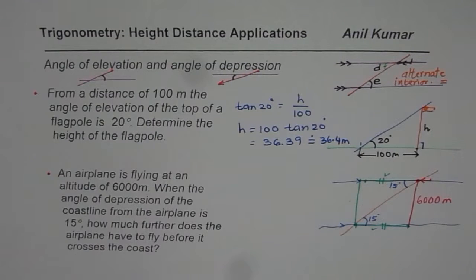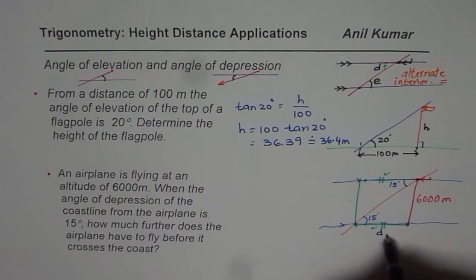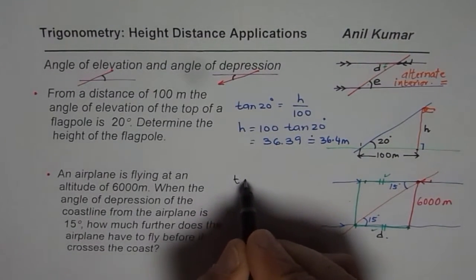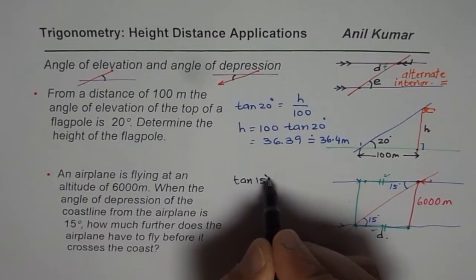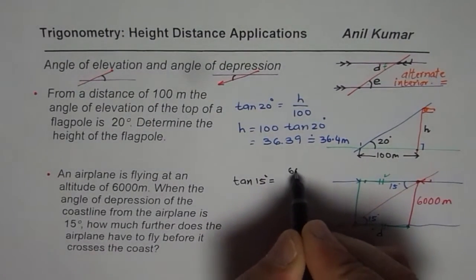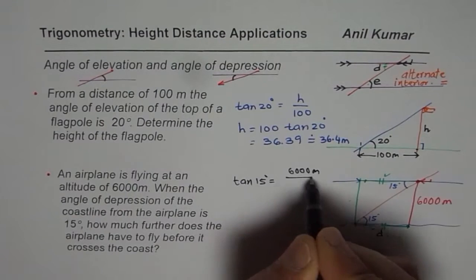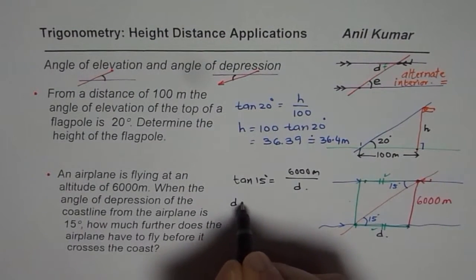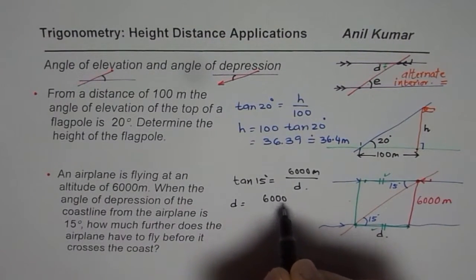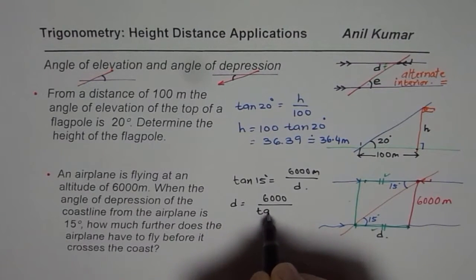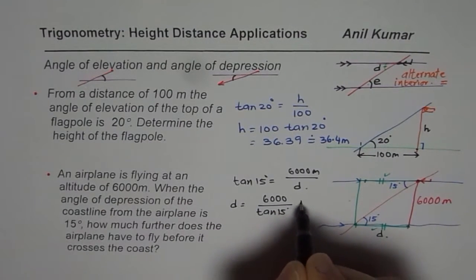So now let's this time solve for the distance, right? So how are you going to do it? You can actually pause the video, answer the question, and then look into my suggestions. So what I will say, I'll say let the distance be d. In that case, tan of 15 degrees is equal to height of 6000 meters, right? Divided by distance d, and distance should be equal to 6000 divided by tan of 15 degrees in meters, correct?